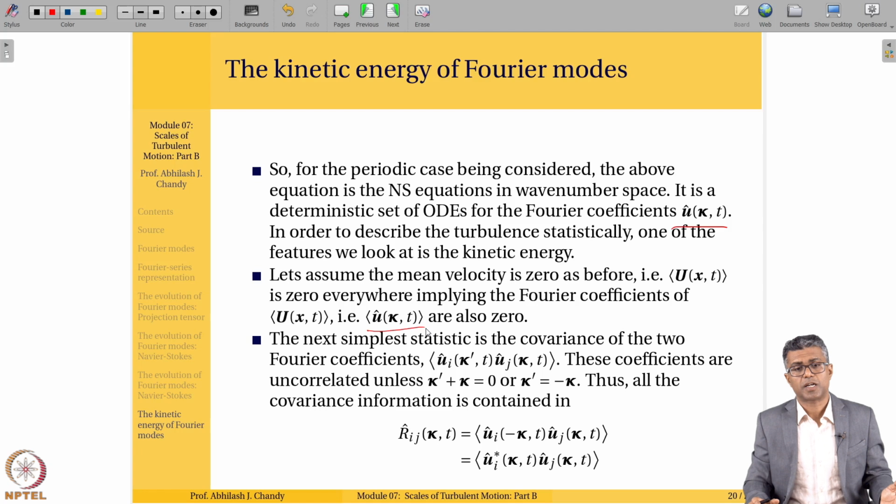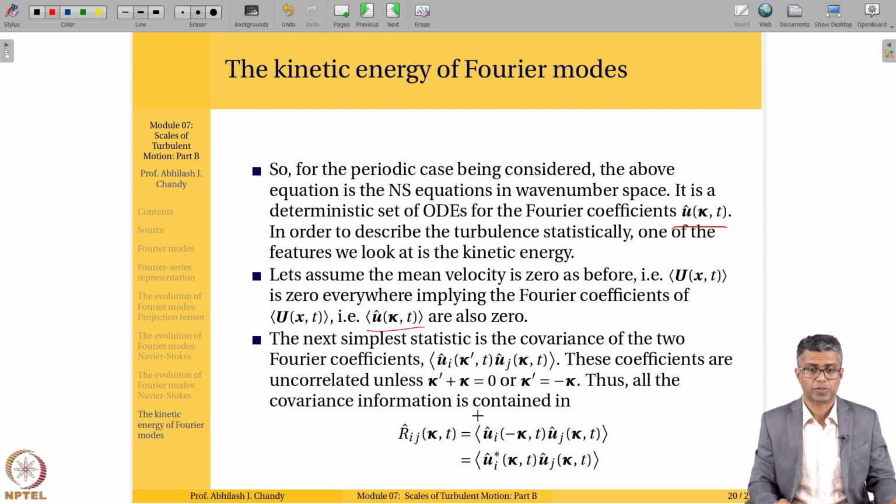So the other statistic you need to look at is the covariance, which is u_i hat of kappa prime comma t multiplied by u_j hat of kappa comma t. Remember, this is the covariance of the Fourier coefficients. Just like you had u_j times u_k at x minus r, now you have u_i hat of kappa prime and u_j hat of kappa. So this is the covariance of the Fourier coefficients.